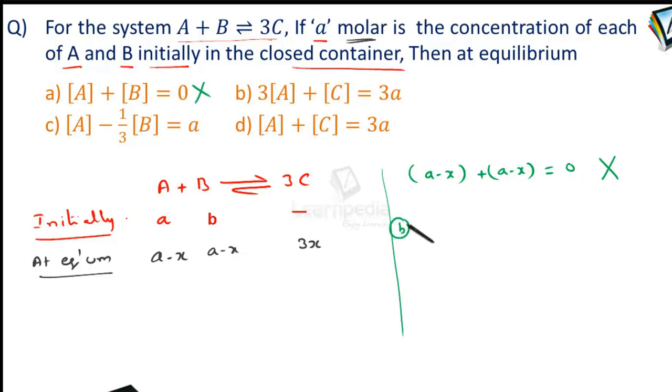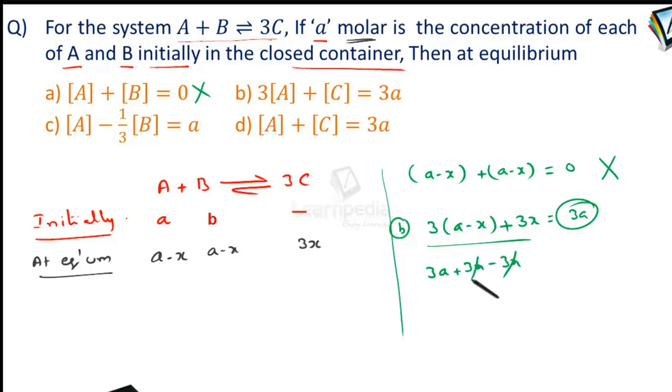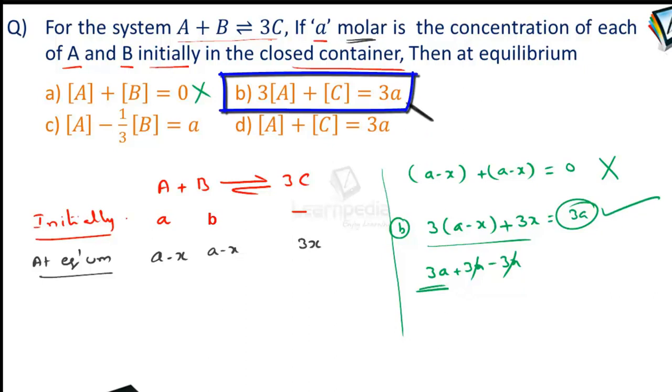Then what about option B? 3 times of A. A is what? A minus X. Plus C. What is C? 3X. That is equal to what? It is given in option B as 3a. So do we get this 3a or not? We need to check. So 3 into a minus X is 3a minus 3X, already plus 3X is there, so 3X gets cancelled and 3a is left over. Therefore, option B is right.